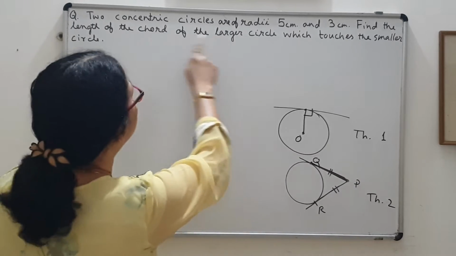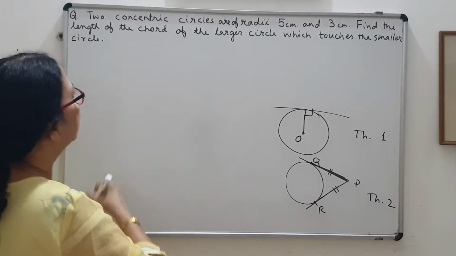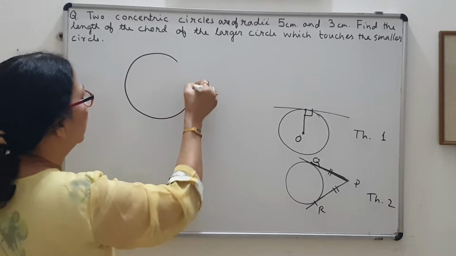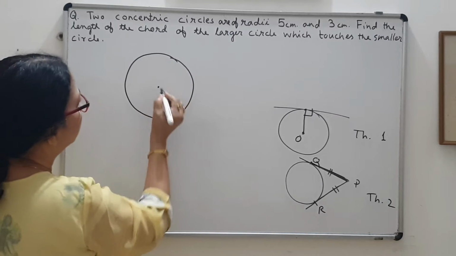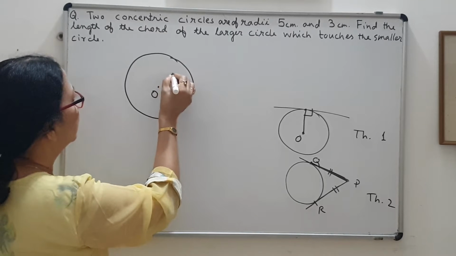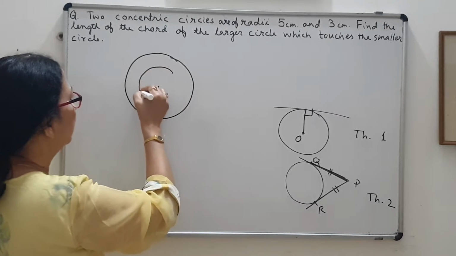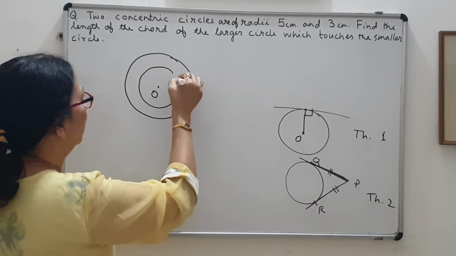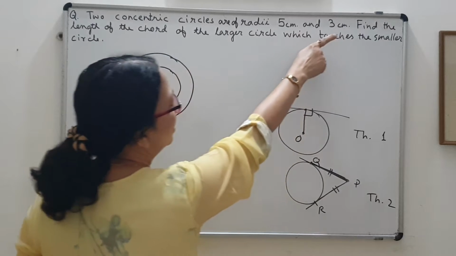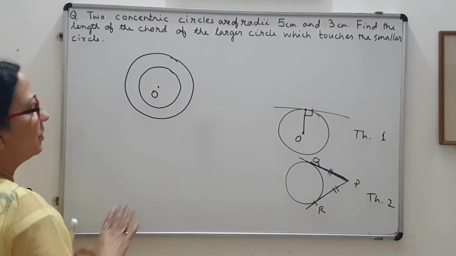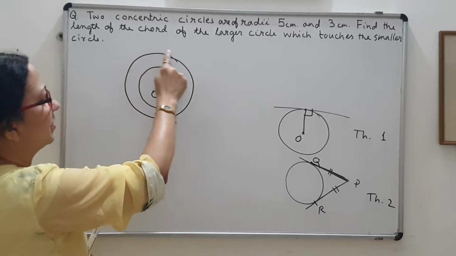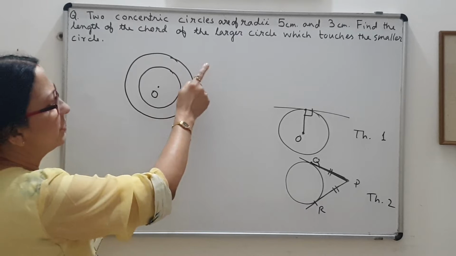Let me draw it here. Let me first draw the two concentric circles. Two concentric circles mean circles with the same center. Circles with the same center are known as concentric circles, you know this. So these are the two concentric circles whose radii are given, 5 centimeter and 3 centimeter. Now what you have to find is the length of the chord of the larger circle which will touch the smaller circle.